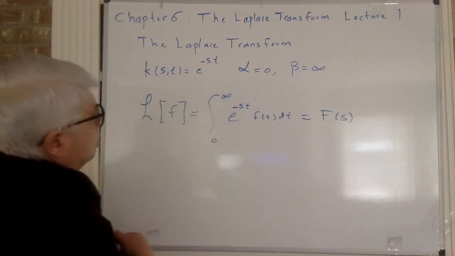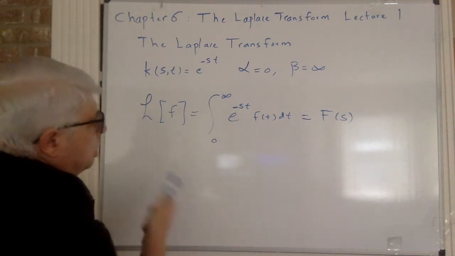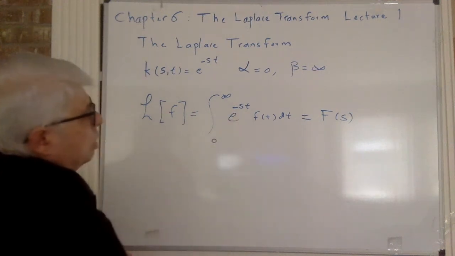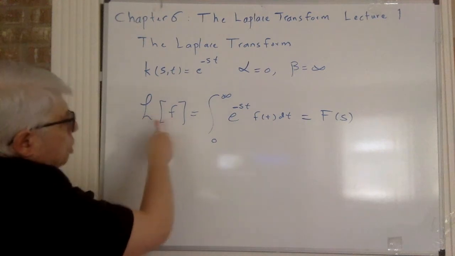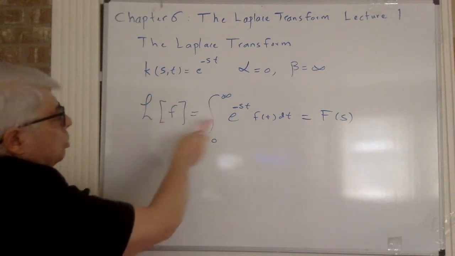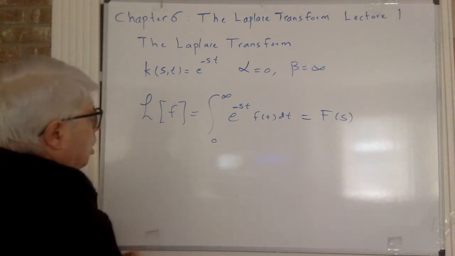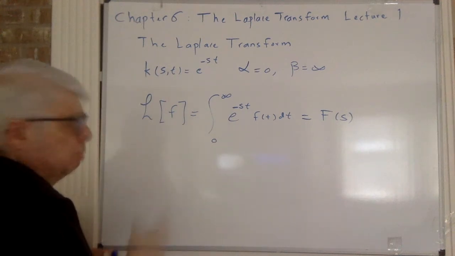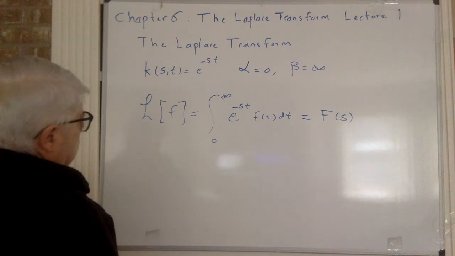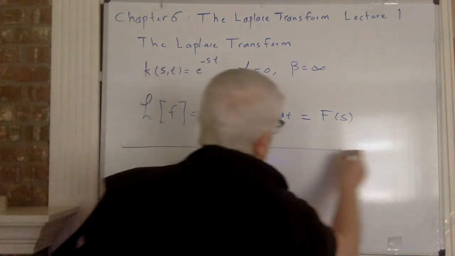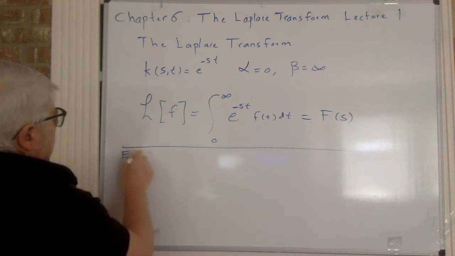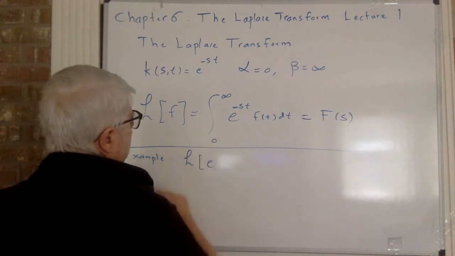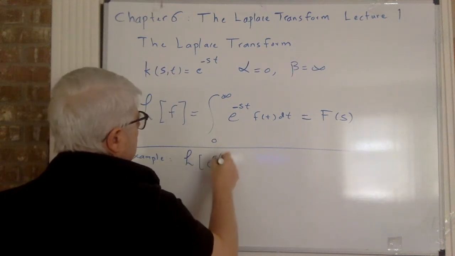This e to power minus st is a function of two variables s and t, say in some function space. So this remains fixed, but this is the function f. So this whole machinery is applied to this function f. Let's see what happens if I apply it to one of the functions that we know, something that we have used a lot, the exponential function, right? So the first example, let me find the Laplace transform of e to power at. Okay?